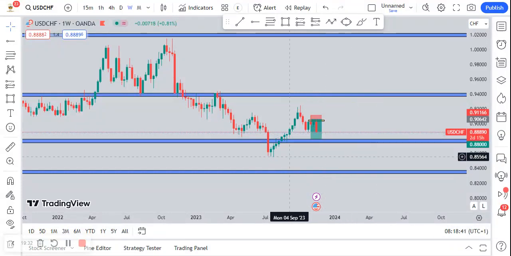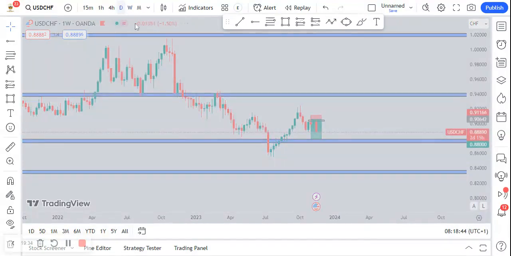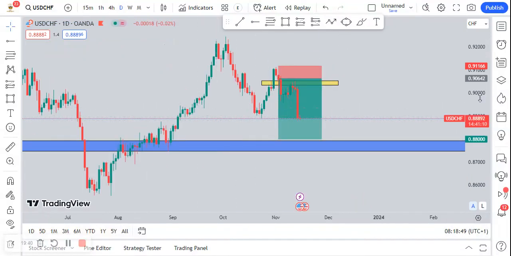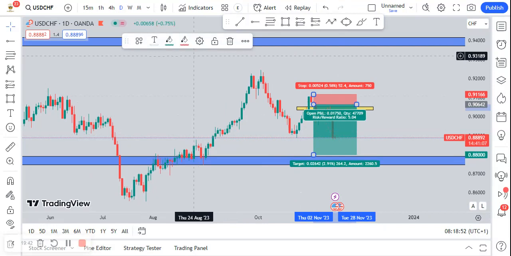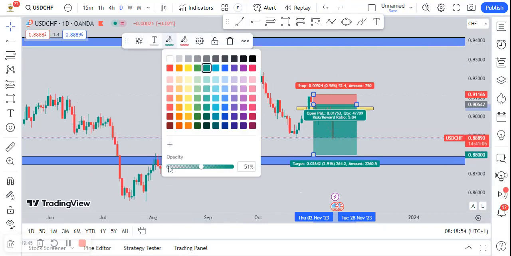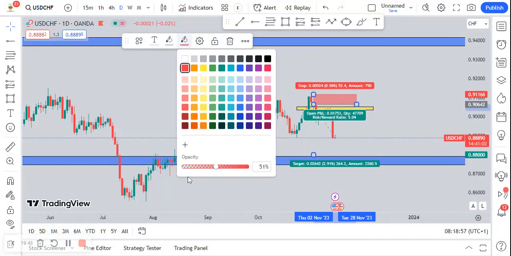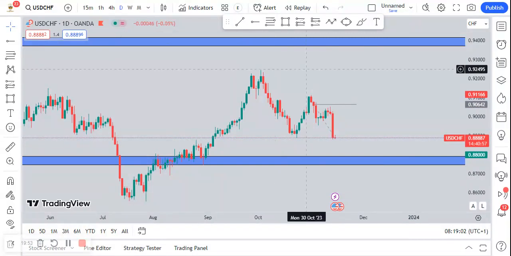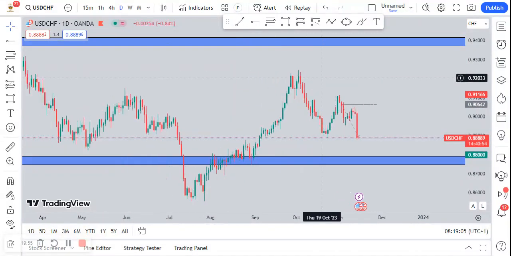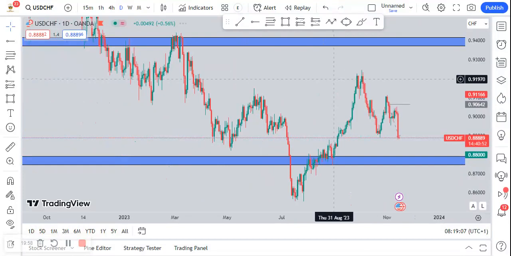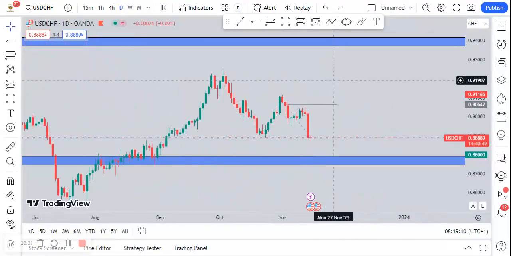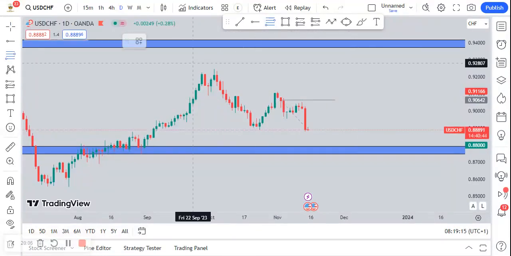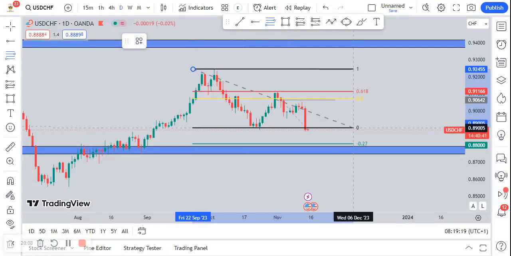So on the daily time frame, this is how I entered this trade in the first place. Let me remove this. Let me reduce this. So this is how I entered this trade in the first place, because I know that my overall direction is bearish, is selling to the downside. So I will now patiently wait for a pullback into the Fibonacci zone. Now I take my Fibonacci from the high to the low.